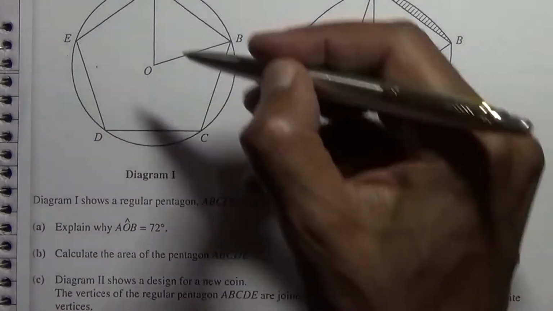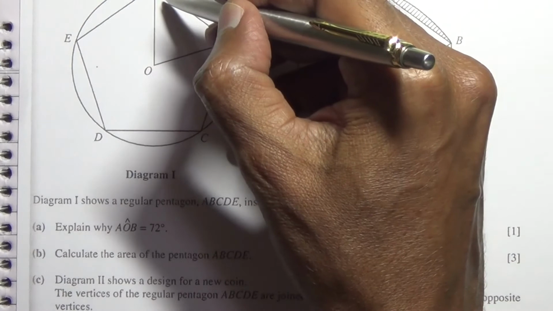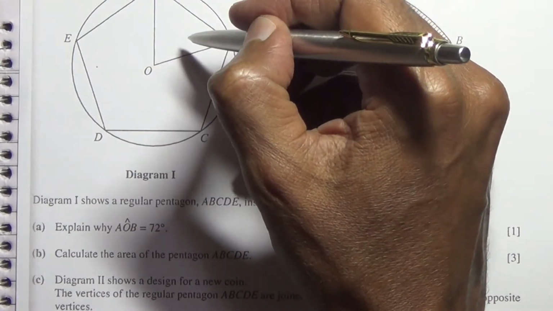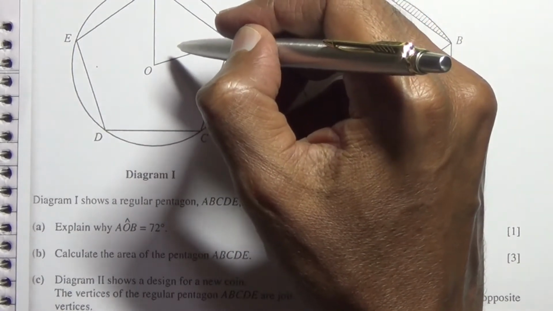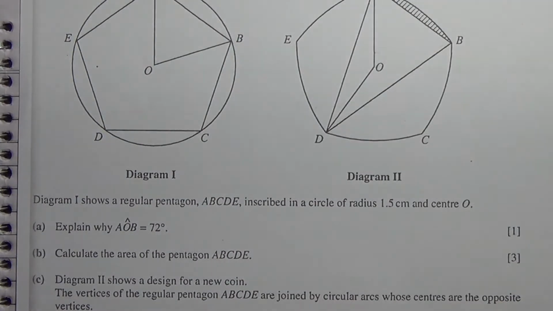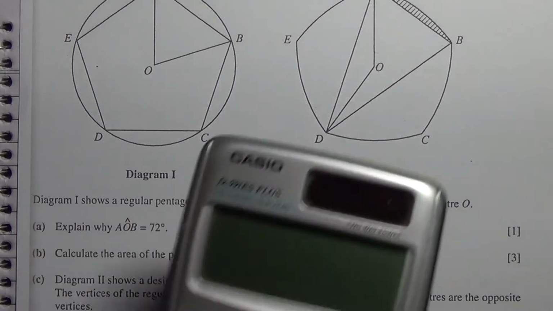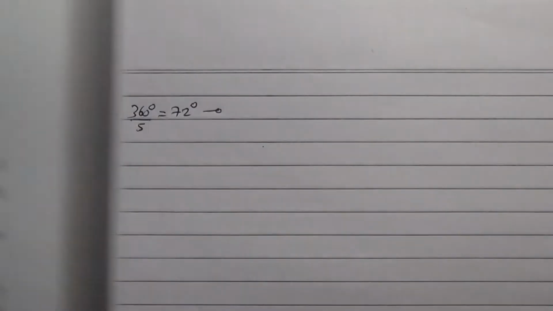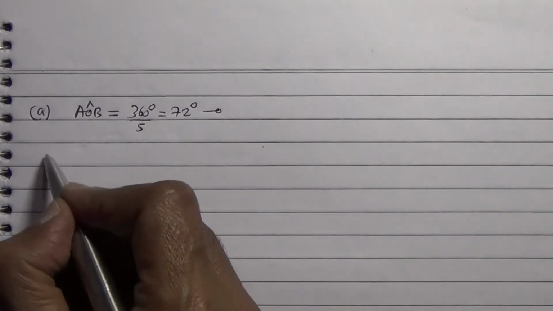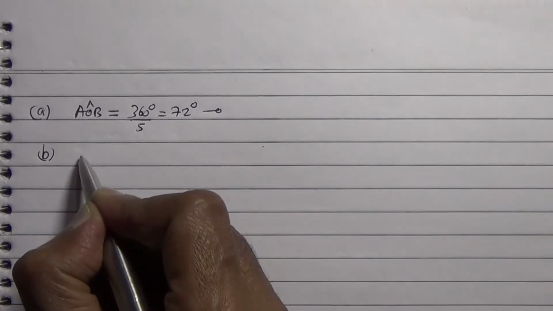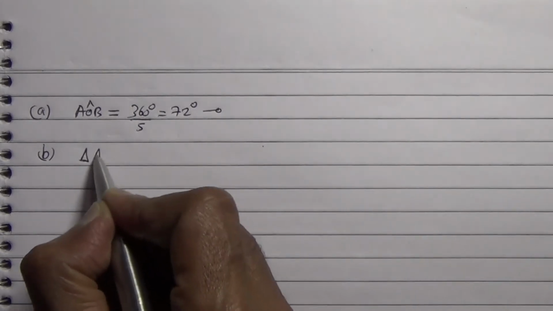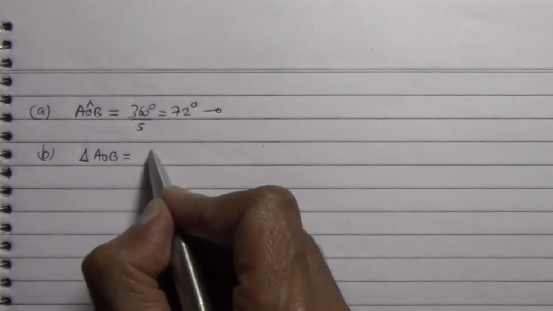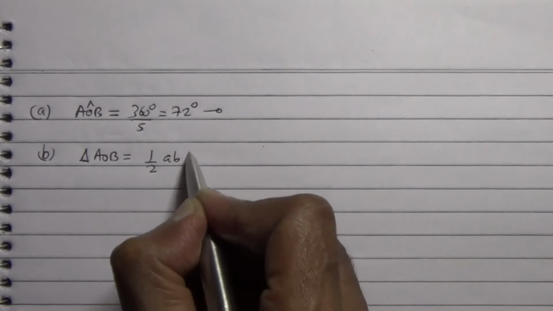For this full area, I'm going to calculate the area of one triangle, and then we're going to take that area and multiply by 5 because there's 5 of those. Just trying to bring my calculator in here. So the area of the triangle we're looking at is part B, triangle AOB. To find its area, we say half ab sine C.